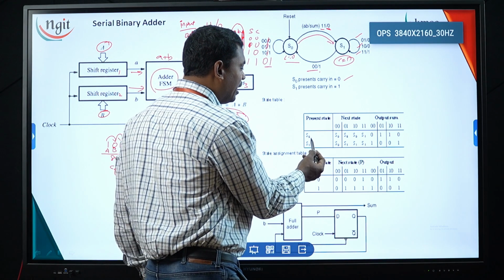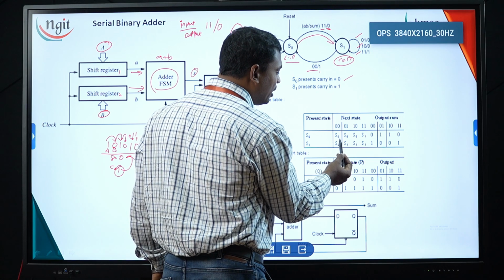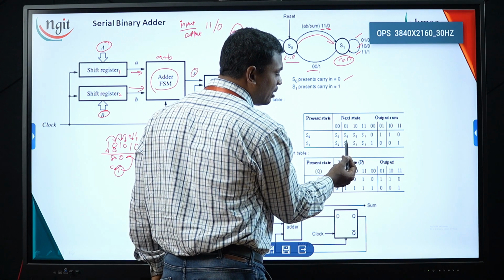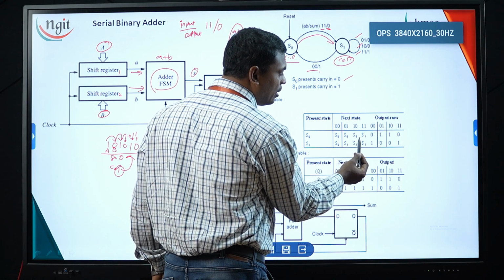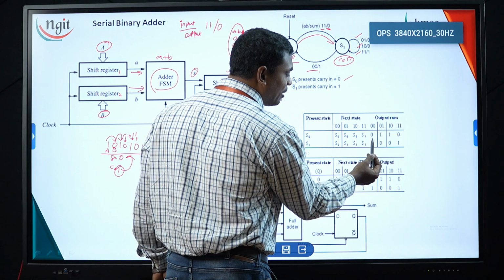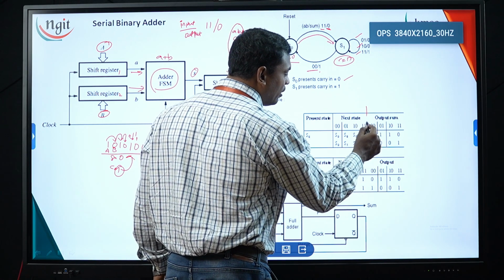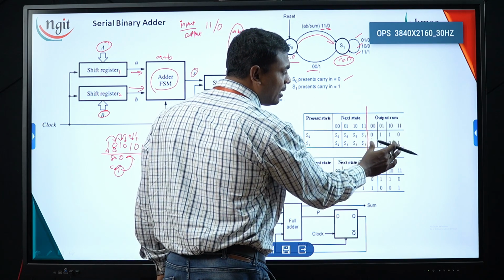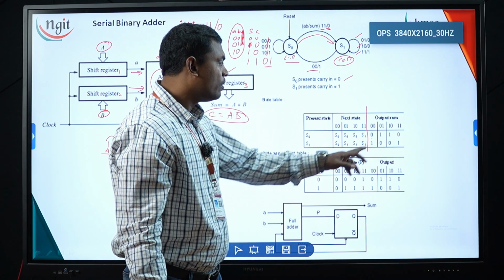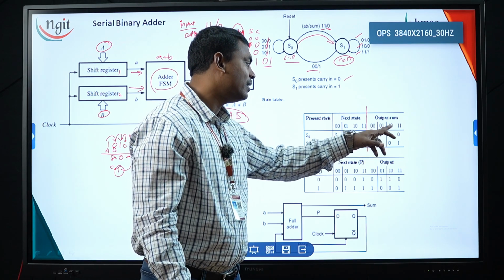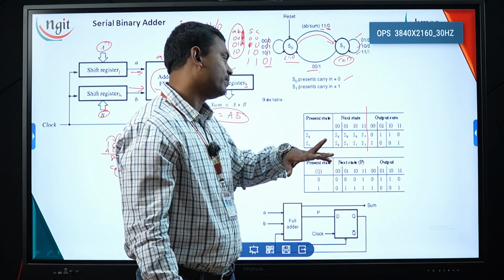Now if you observe clearly, S0 for 0 0 is remaining as S0, for 0 1 it is remaining in the S0 state, for 1 0 it remains in S0, for 1 1 it is in S1. Now these are your next state values, these are your present state, these are your output values. Now the output value is sum. So sum for 0 0 is 0, 0 1 is 1, 1 0 is 1, 1 1 is 0, right?